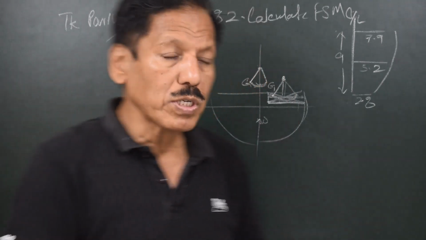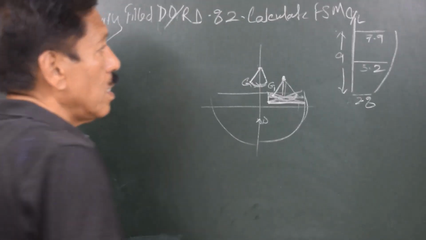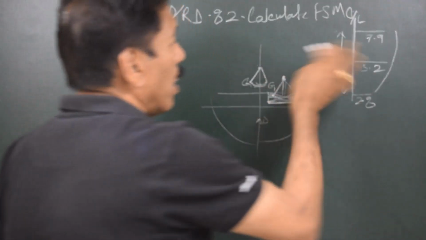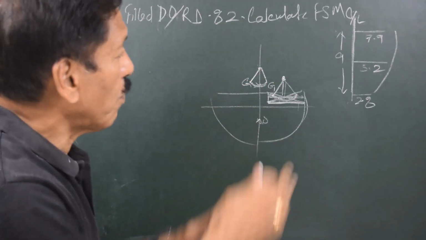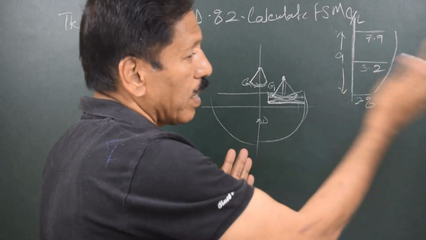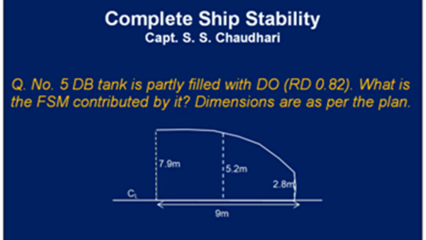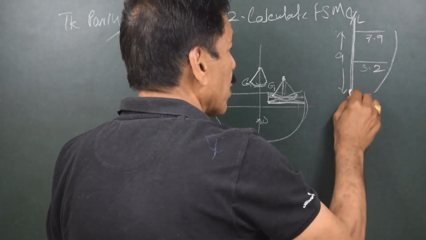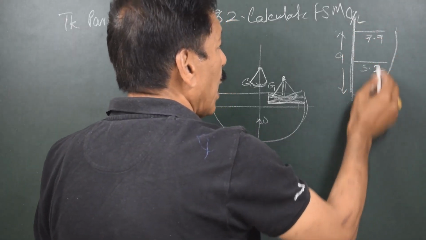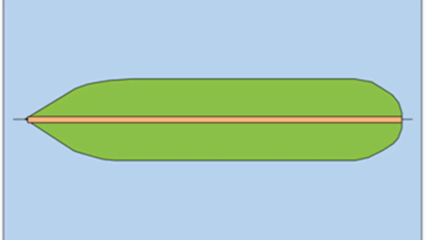So let's do this question from my book. It says that there is a diesel oil tank on the center. This is a plan view we are seeing from the top. This is the center line, and this diesel oil tank is on the starboard side. One side is flat, another side is curvilinear, and these are the dimensions: 7.9, 5.2 and 2.8.